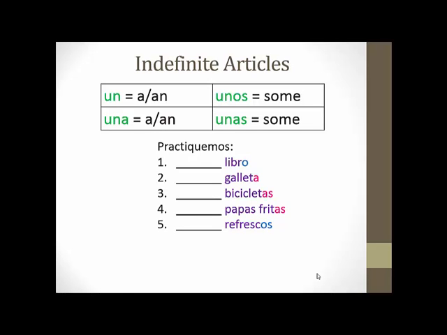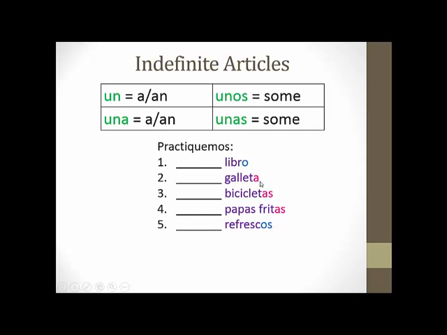Now let's practice using our indefinite articles. Again, we have the word libro. We know that libro is singular because it does not end in an s. So we need to go to the singular side. Notice these do not end in s, but these do. These are plural. These are singular. So let's match up libro with the indefinite article we need in order to say a book. Now, because the word libro is masculine, we need to choose our masculine indefinite article, which would be un. Un libro is a book.